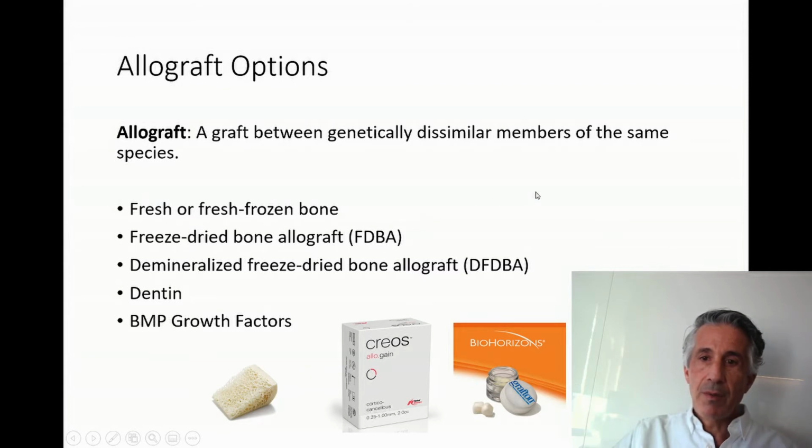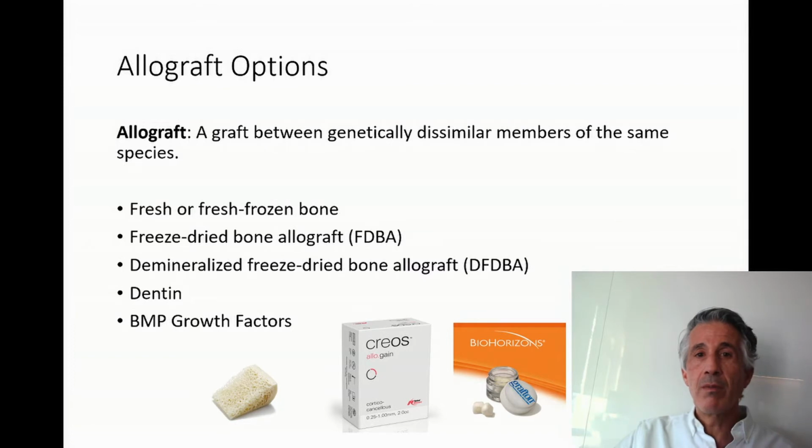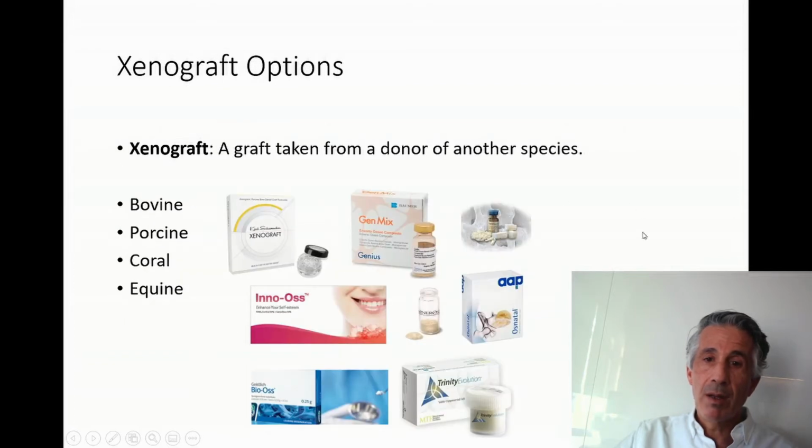Allografts come from dissimilar members of the same species. This type of bone has many different formats. It could be fresh frozen. It can be processed. It can be demineralized. Dentin is one type. Some BMP, both growth factors. So these are allografts. These are the most commonly used products. We don't always use autogenous bone grafts because you have a donor site morbidity. And oftentimes in smaller areas and segments, allografts work very well.